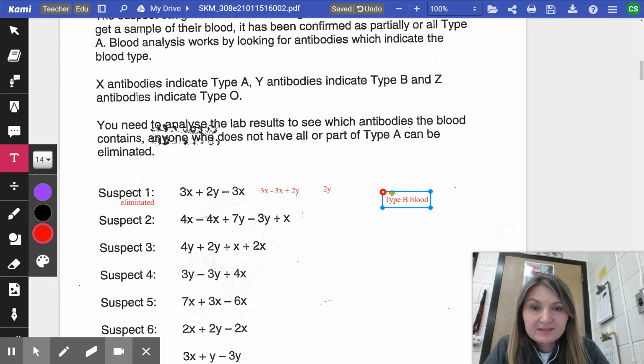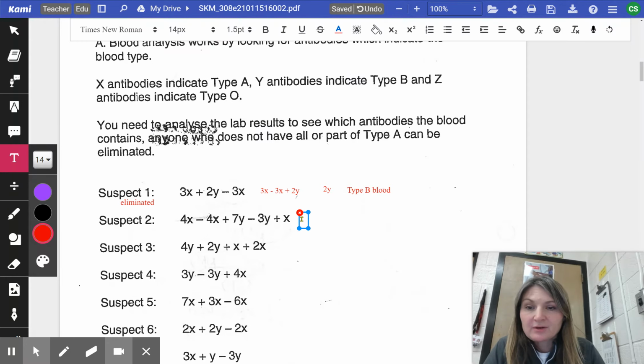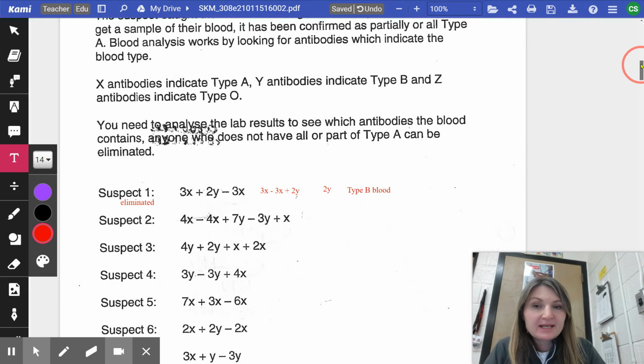I have my evidence, I have my math reasoning. Suspect 1 has type B blood, and the guilty party had to have type A. Okay, go through and do the same thing with suspect 2. Combine like terms, figure out their blood type to help eliminate. Next page.